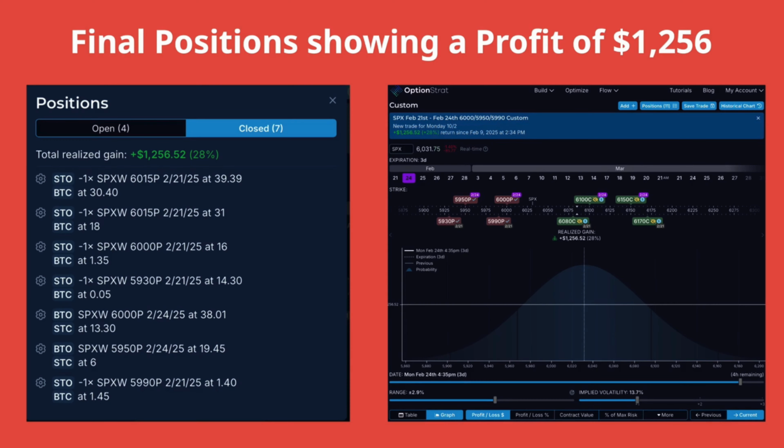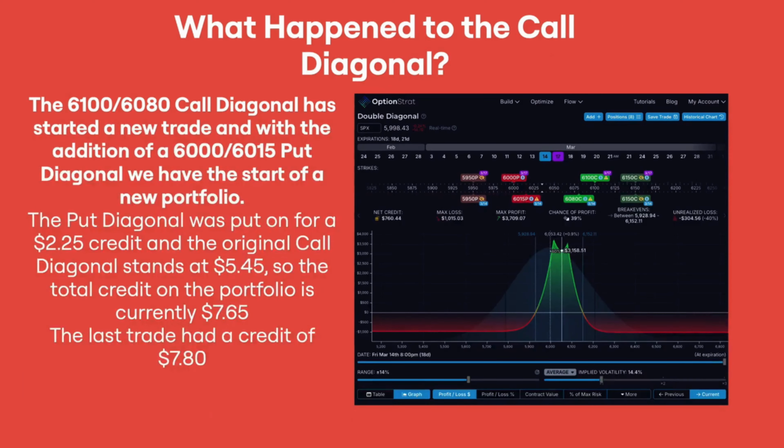So at the end of the day, this is where we stand. The market came down nicely, the put spreads were closed, and we closed the trade with a $1,256 profit. And what happened to the call diagonal?